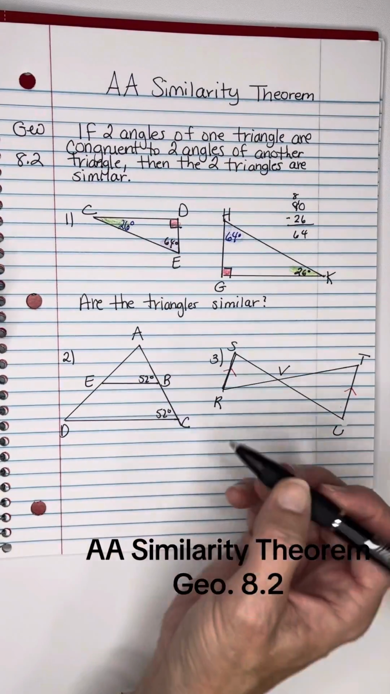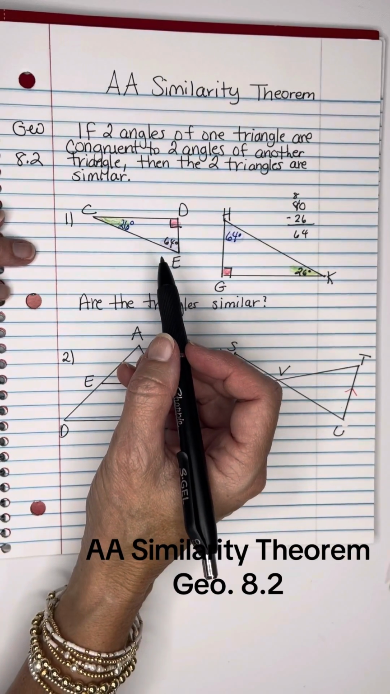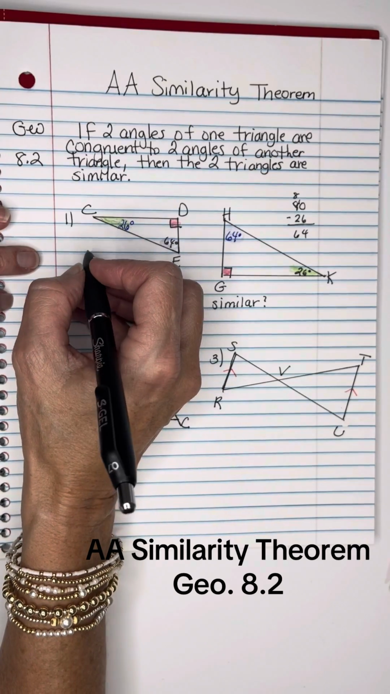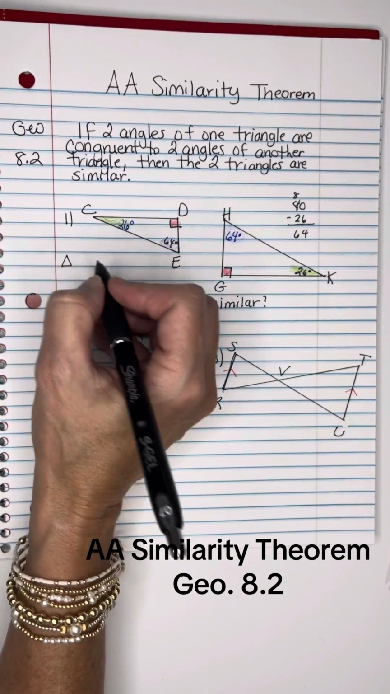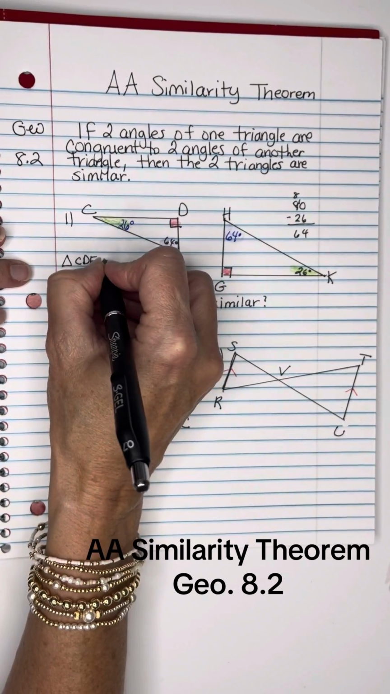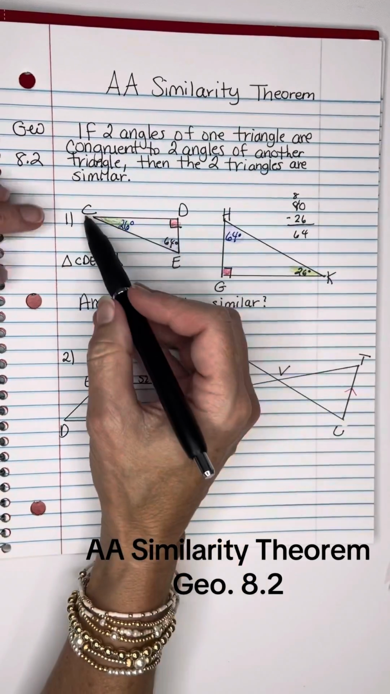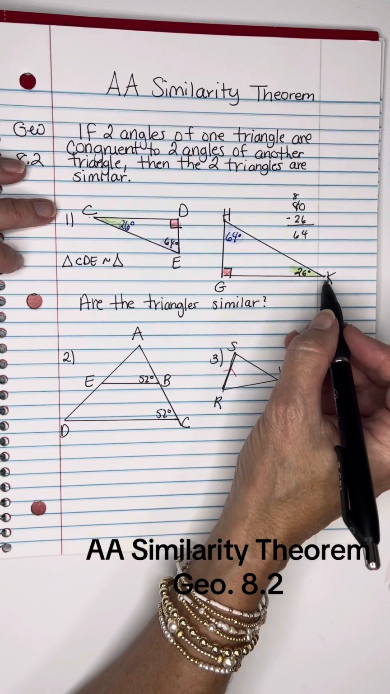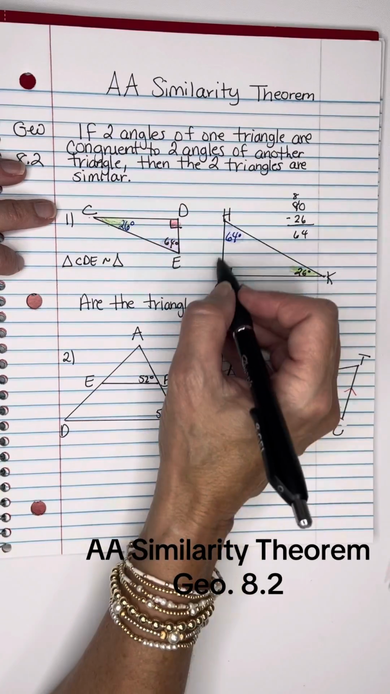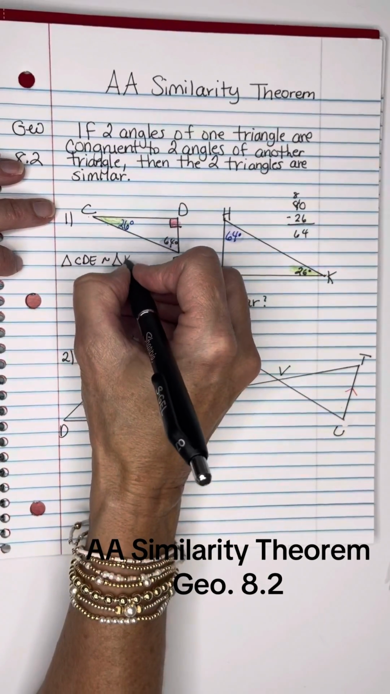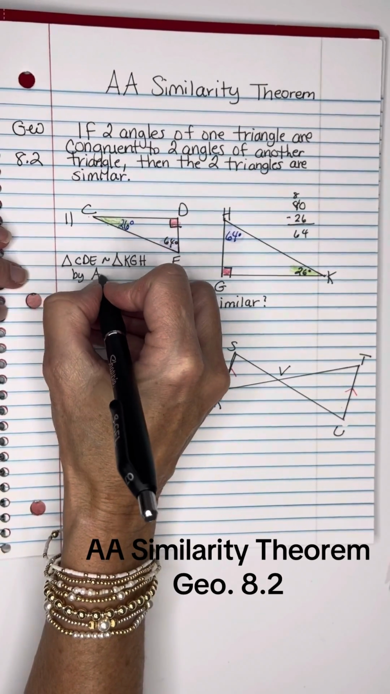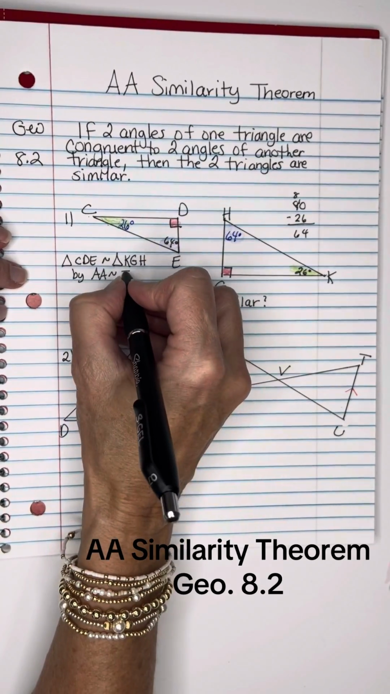So now that I've said that, I can say that the two triangles are similar, but I need to put them in the proper order. So a proper order for this would be, let's just say we go triangle CDE. CDE is similar to triangle, I've got to make it match. I started with the green, and then went to the red and blue, so green, red, blue, KGH. All right, and that would be by the angle-angle similarity theorem.